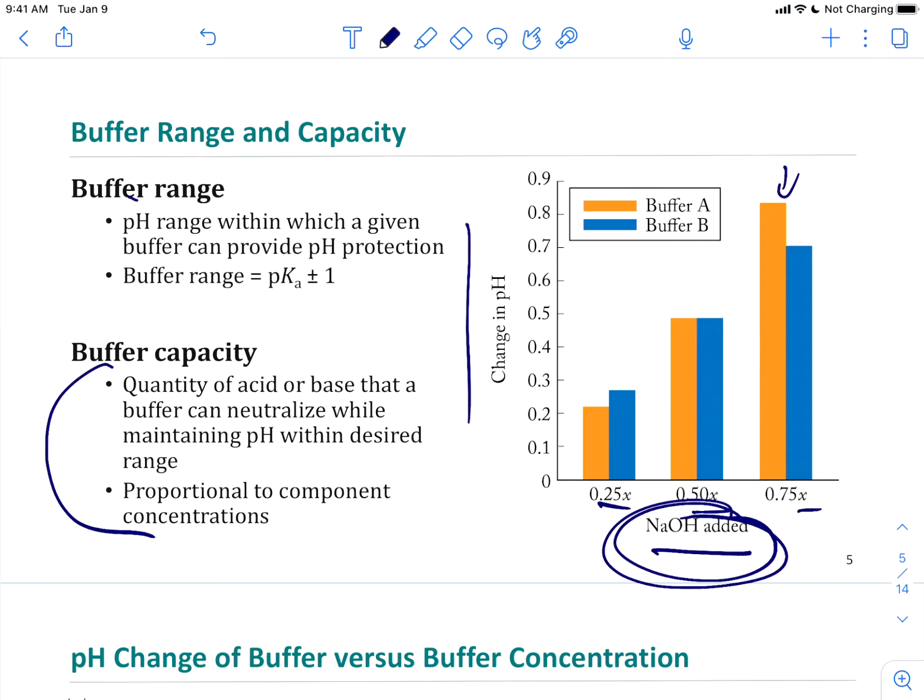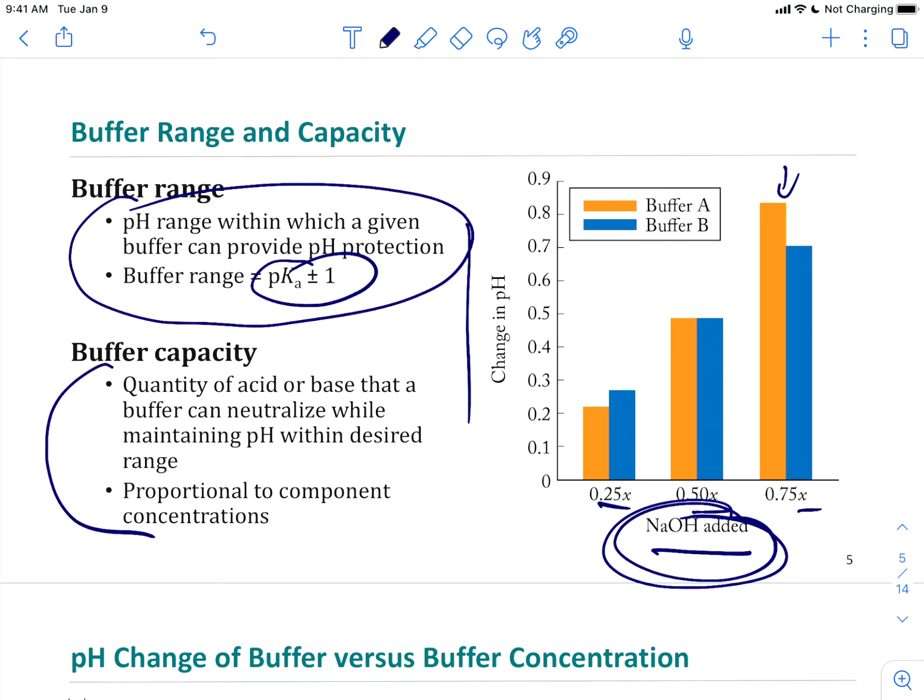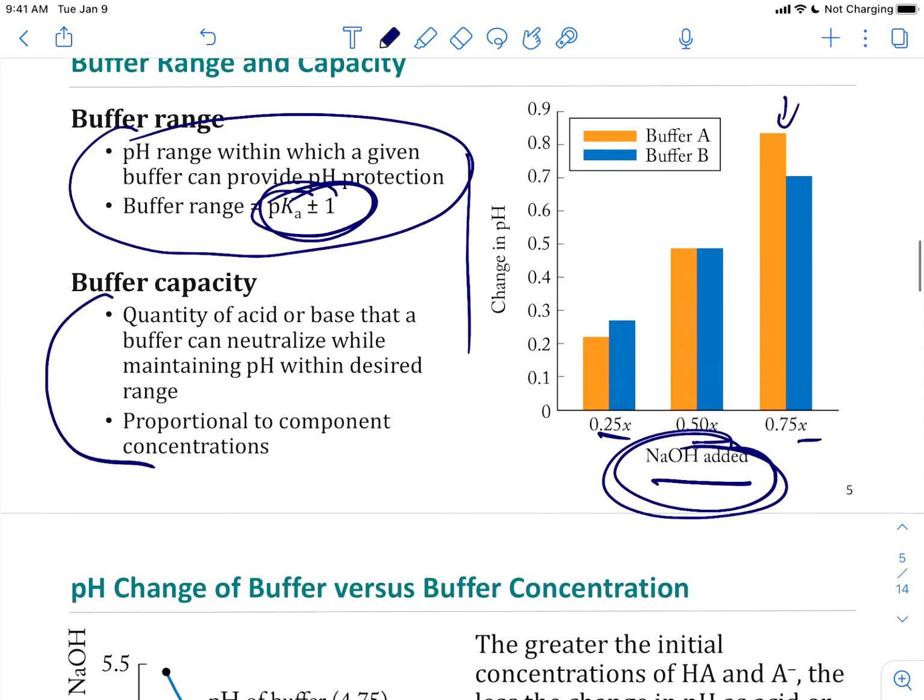The range in which it can buffer around is how close you are to the pKa of the acid used or the pKb of the base used. So for instance, if I want to buffer around a pH 5, I got to make sure that I choose an acid that has a pKa close to that, because I'm only good at buffering about 1 unit on either side of the pKa or pKb. Okay? So if I'm trying to buffer at pH 5, I'm not going to use an acid that has a pKa of 6.9. Right? So that's the whole idea. So that's the range in which you can do it at.